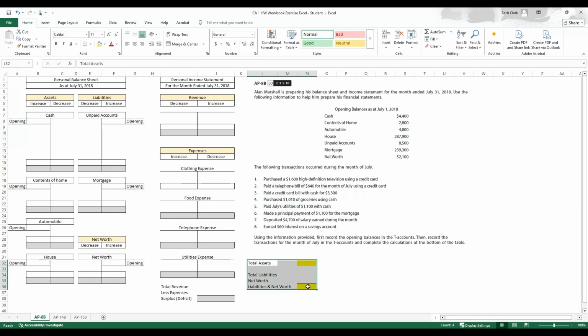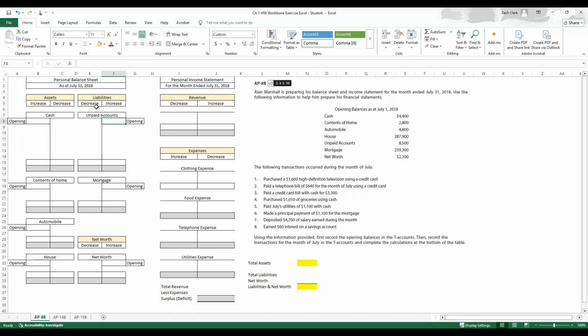And down here we have a place to check and make sure after we complete all our calculations that indeed our assets equal our liabilities plus net worth. And that will give us some confirmation that we have remained in balance, essentially, as we've done our work, which is an important foundational requirement for accurate accounting. Okay, so step 1, as I mentioned, let's start by recording our opening balances in the T accounts. So really, we're just going to come in here and we're going to take these balances and input those into the spots where it says opening.